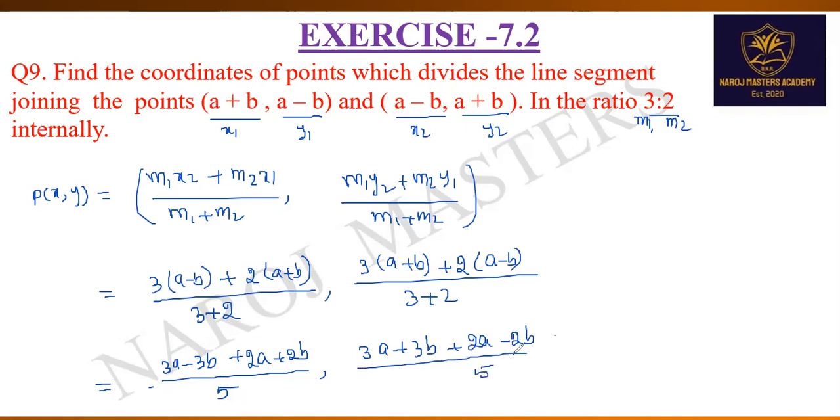Okay. Now look at the next. 3a plus 2a, that is 5a, minus 3b plus 2b. So this is minus b by 5, comma 3a plus 2a, that is 5a, 3b minus 2b, that is plus b, by 5. So these are the coordinates. 5a minus b by 5 and 5a plus b by 5. These are the two coordinates points. Okay? Now look at the next question.